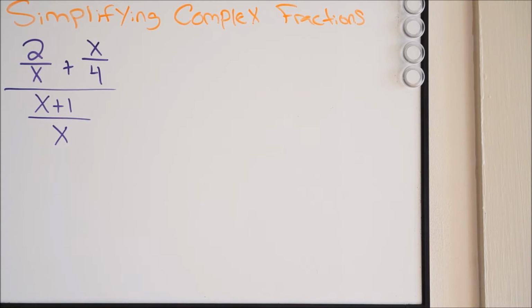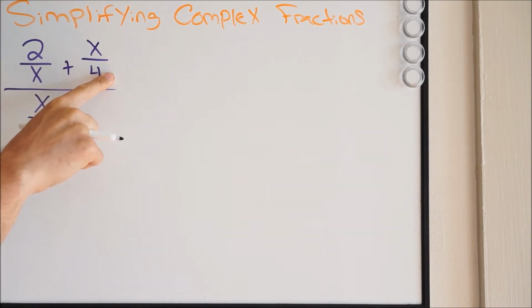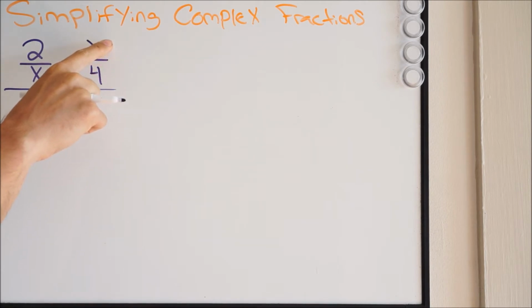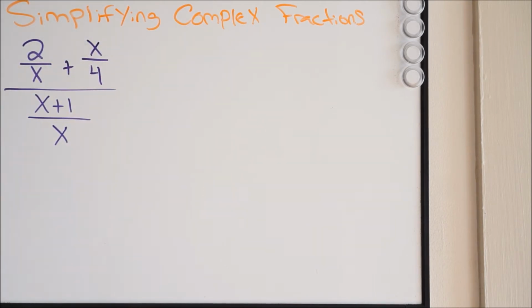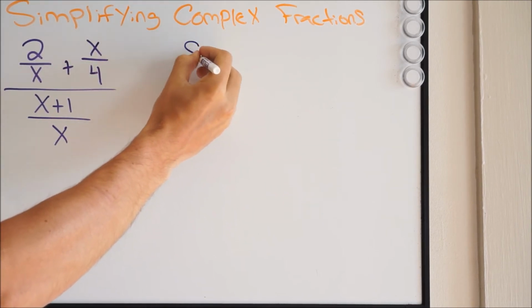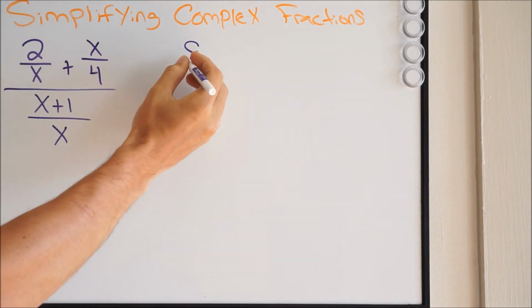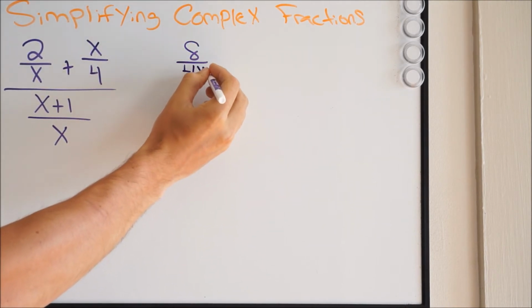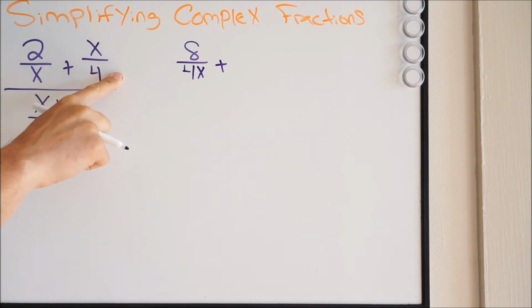In order to do that, think what needs to happen here. If we're going to use 4x as our common denominator, that means I have to multiply both the top and the bottom of this fraction by 4. Here, I'm going to have to multiply this entire fraction, top and bottom, by x. And that will give me a common denominator of 4x. So doing that, I'm going to multiply both the top and bottom by 4. So this will be 8 all over 4x.